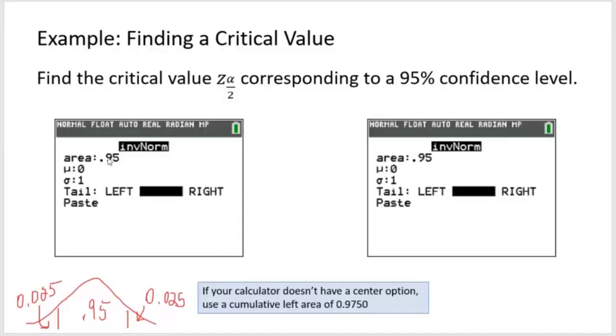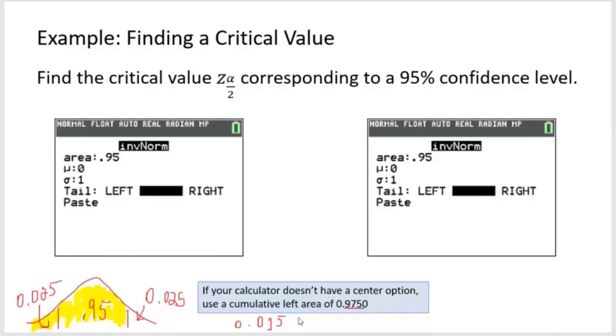Now, if you have a calculator that won't let you do the center section, then your calculator comes from the left. And so you're needing to put in all of this area. And that's why we have this 0.9750. It's because coming from the left, the 0.025 plus that 0.95 is that value, 0.9750.